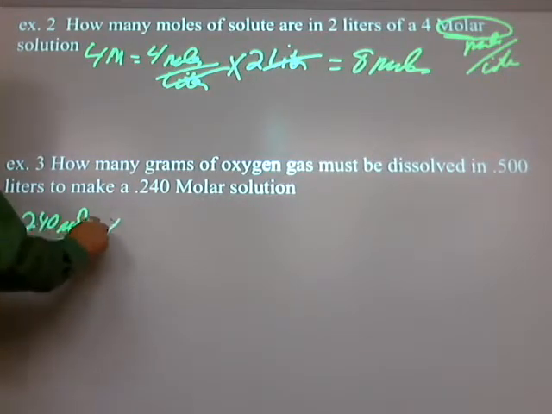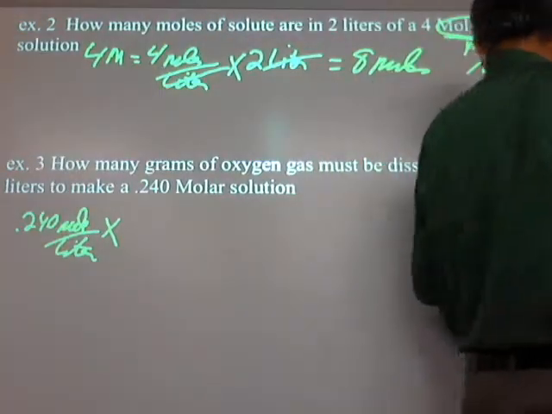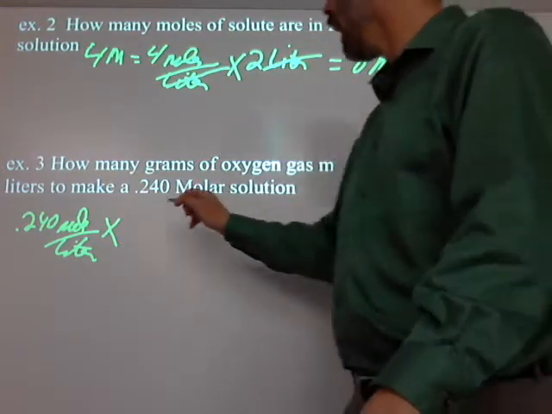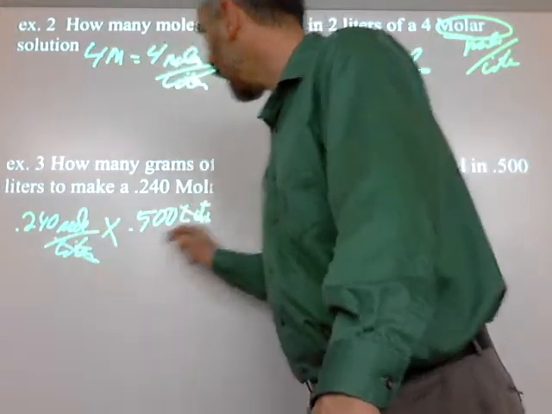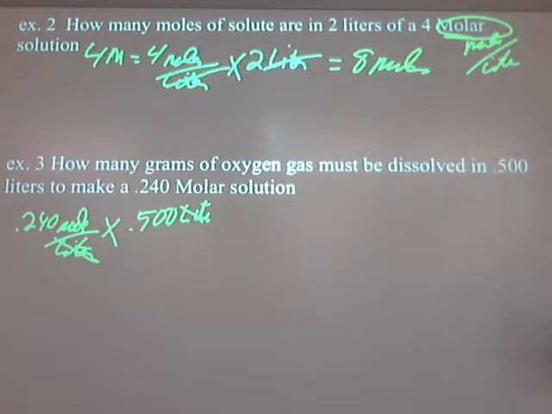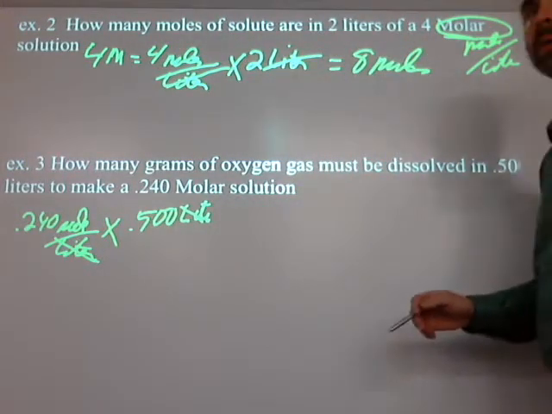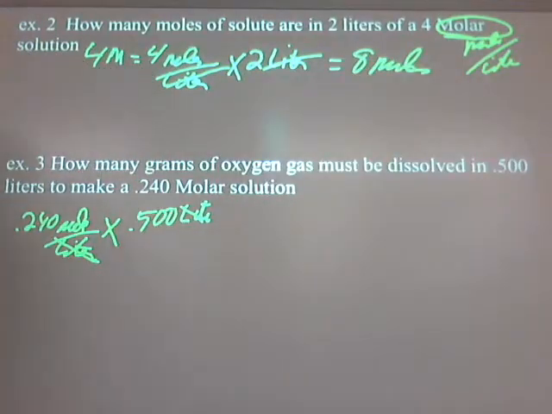What am I going to do with that? Well, I'm going to multiply by how many liters I have. I've got 0.500 liters. I've got half a liter. Now, I don't stop there and hit equals. I don't have to. That's the other beauty of using conversions. I can just keep going. I'm now in moles. I can just keep going.